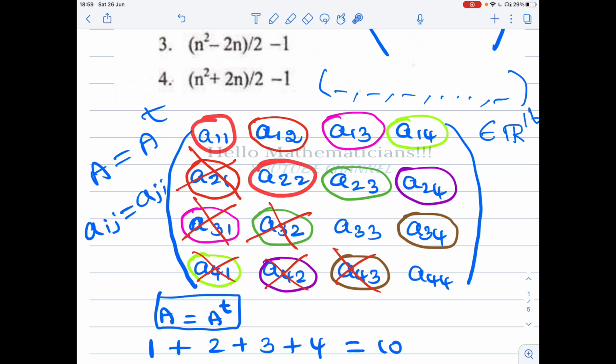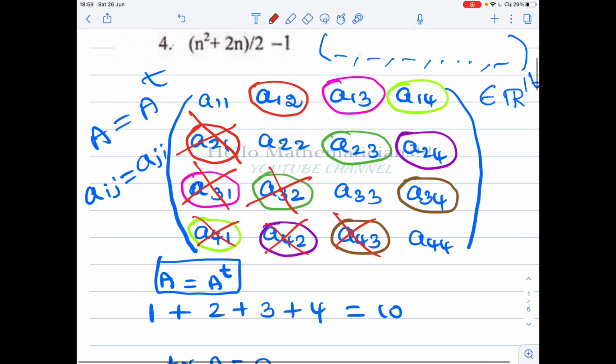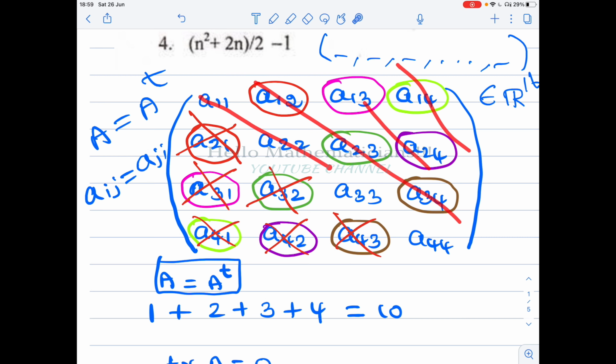Now we come to the diagonal. Aij should be equal to Aji in symmetric matrices. It does not put any condition on the diagonals. So diagonals can be anything. Therefore, all these variables are also free variables. What is the dimension? Summing this way, 1 plus 2 plus 3 plus 4, that is equal to 10.